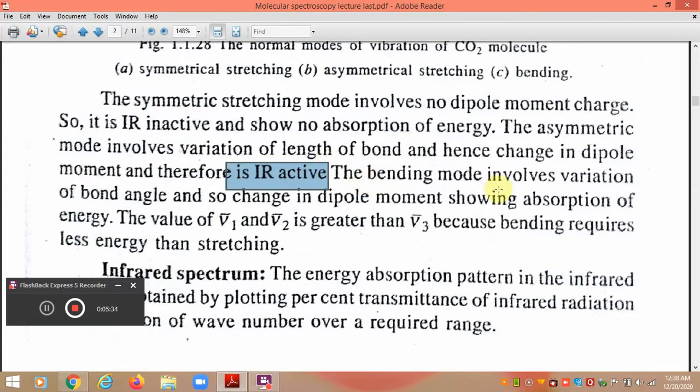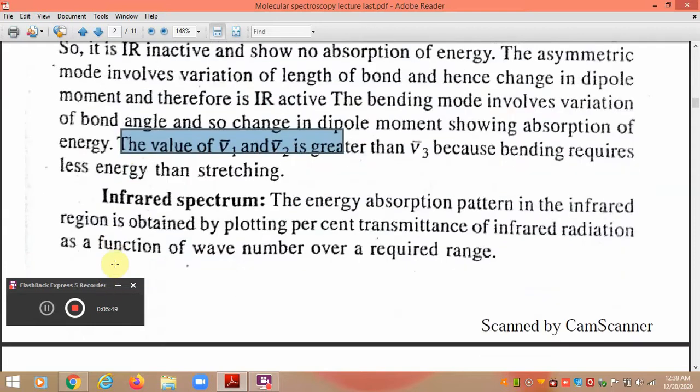While the bending mode of vibration also involves the change in dipole moment due to the change in bond angle, and that shows the absorption of energy in the IR region. So the value of mu1 bar and mu2 bar is greater than mu3 bar because bending requires less energy than stretching. That's why in the structure of the CO2 molecule, two modes of vibration are IR active and one is IR inactive.